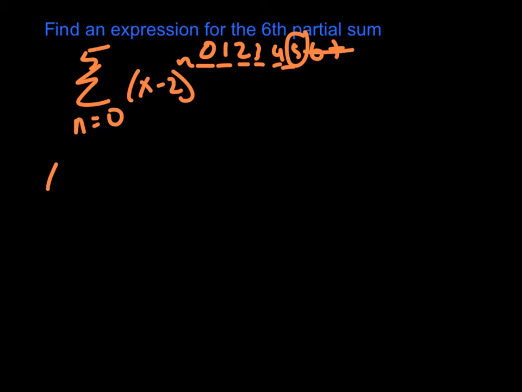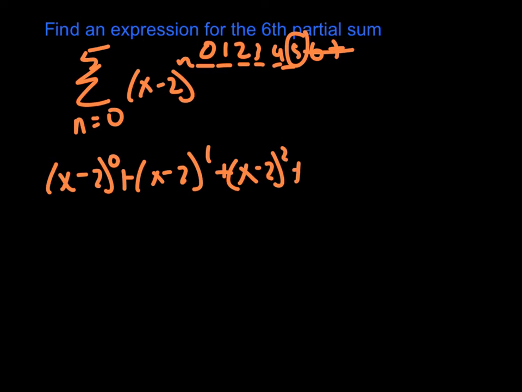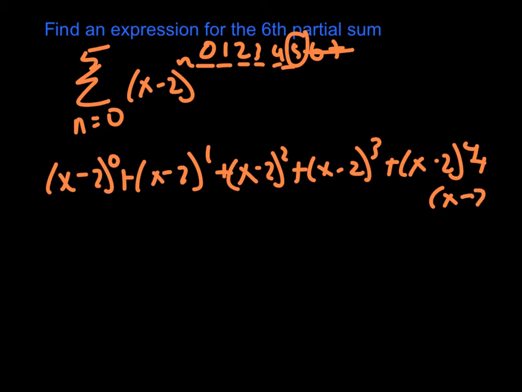So if I plug in, x minus 2 to the 0 plus x minus 2 to the first plus x minus 2 squared plus x minus 2 cubed plus x minus 2 to the fourth plus x minus 2 to the fifth. Well, x minus 2 to the 0 is 1. So then it's plus x minus 2.